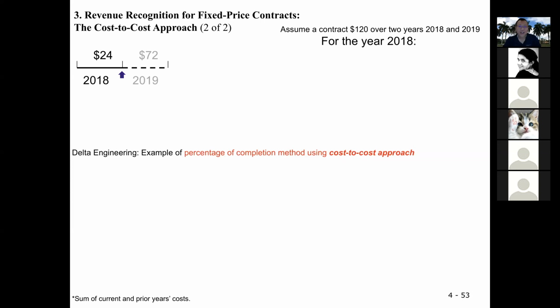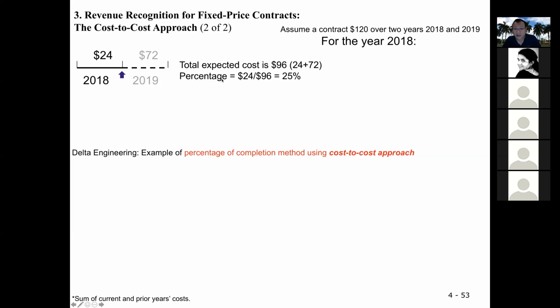Can anyone tell me the estimated progress of completion? 25%. Maybe 24 over 72. I heard someone say 25%. That's correct. That's 24 divided by 25%, which is 96. Yeah, very good. Thank you. So total expected cost is 96, 24 plus 72, right? That's the total expected cost, right?